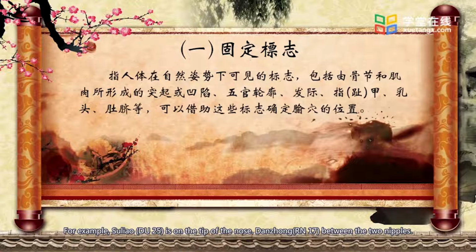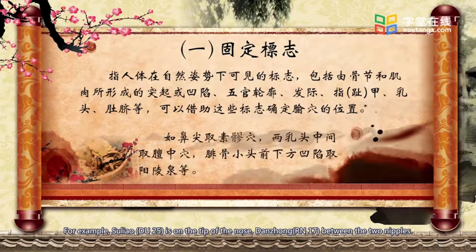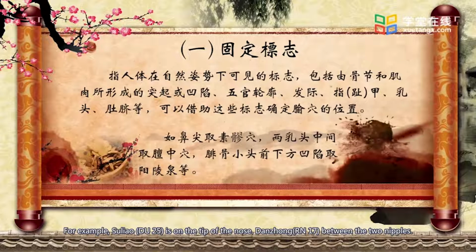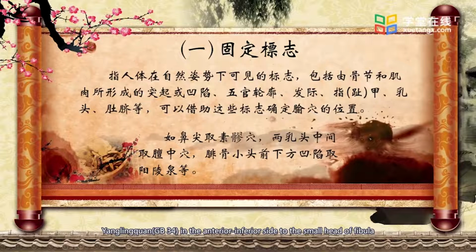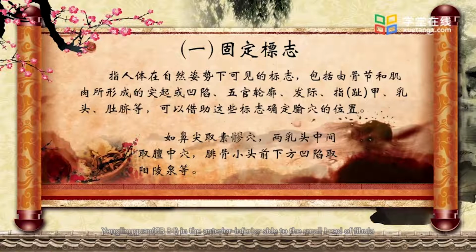For example, DU25 is on the tip of the nose, RN17 between the 2 nipples, GB34 in the anterior inferior side to the small head of the fibula.